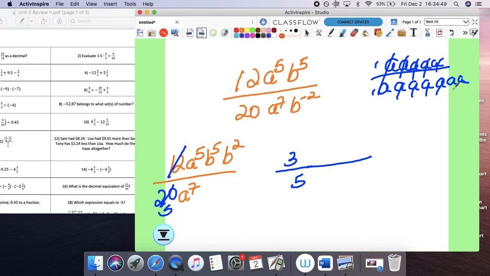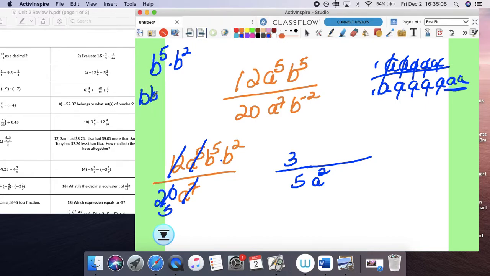So if you notice, what do I have left over? I have A to the second power left over in the denominator. So that and that. And if you look at the b's, we have b to the fifth times b to the second. Right? So that's what that is. Expand it out if you are confused.